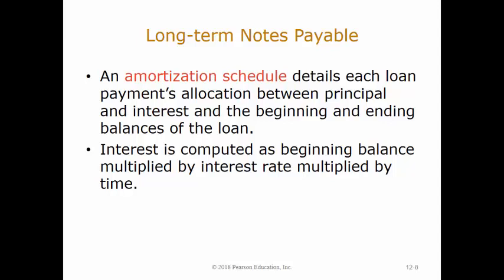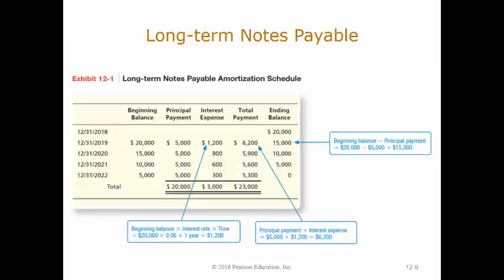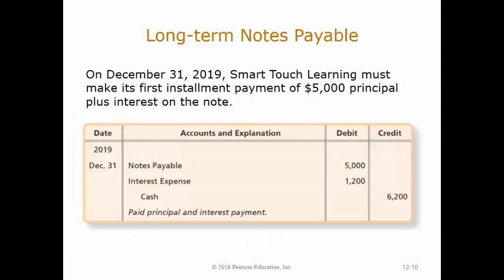An amortization schedule is a schedule that details each loan payment's allocation between principal and interest and the beginning and ending loan balances. Smart Touch Learning will calculate interest expense as beginning balance times interest rate times time. The total cash payment is the principal payment plus interest. Exhibit 12.1 shows an amortization schedule for the notes payable.